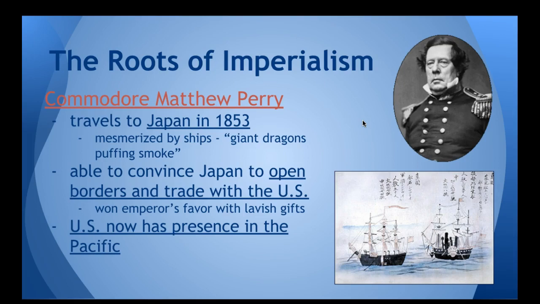Commodore Matthew Perry was able to convince the leader of Japan to open their borders and trade with the United States, something they hadn't done for a very long time with any other nation. He was able to win the emperor's favor with lavish gifts and also some threats. Basically, he was like, look at this technology. Like, if you don't trade with us and give us what we want, then you're going to experience our wrath.